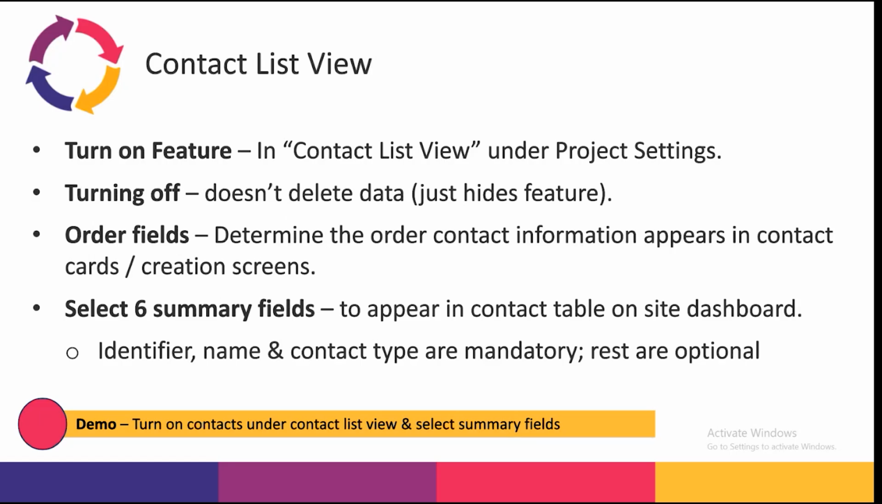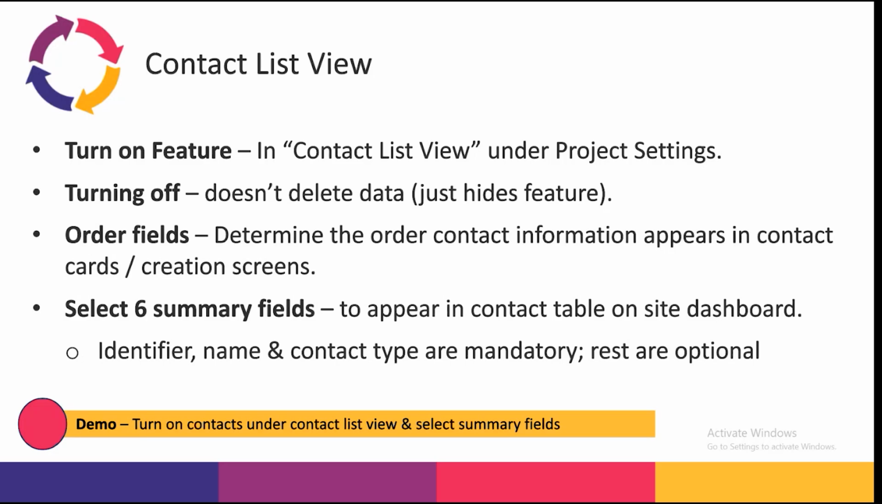Okay, so first we're going to have a look at the contact list view. That's the first of the 3 tabs in the contact section. If you want to turn on and use contacts in your project, which is a recommended and very useful feature, the first thing that you'll do is go into that tab and turn on the contacts. If at any point you turn that contact feature off, it's important to know that it doesn't delete the underlying data, it just hides the feature. So if you ever toggle it back on, you'll retrieve that previous information.